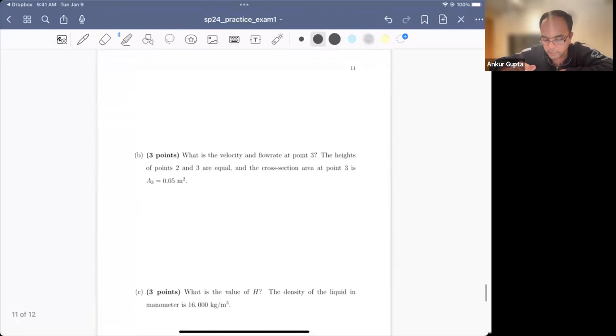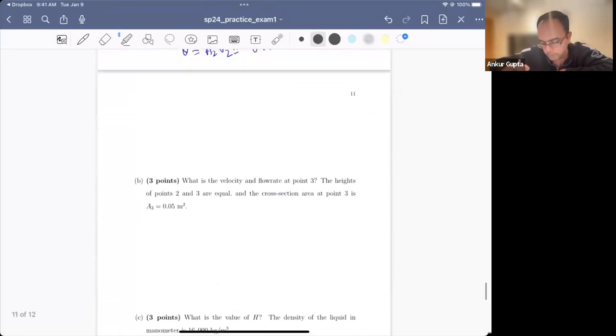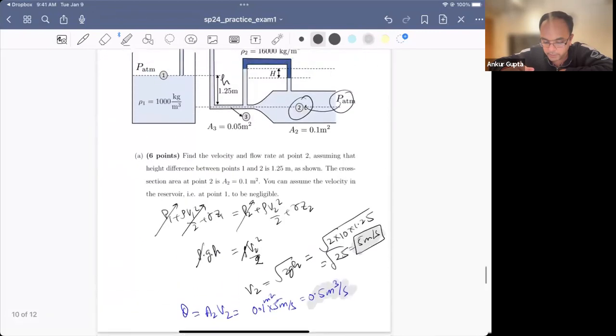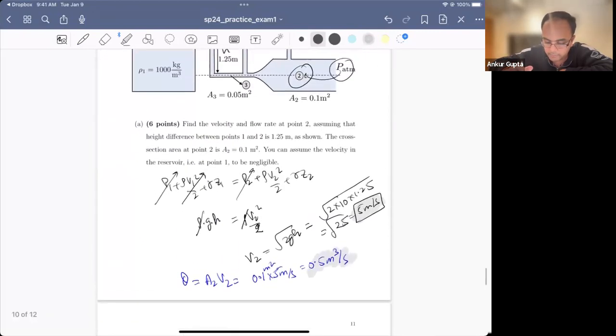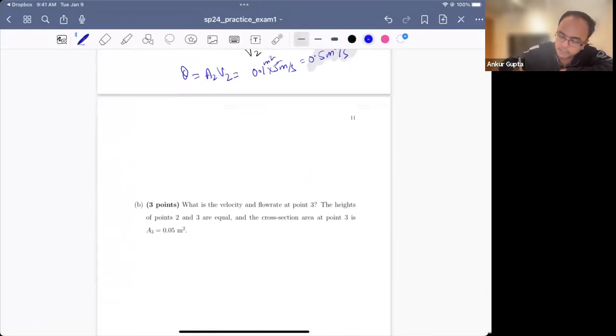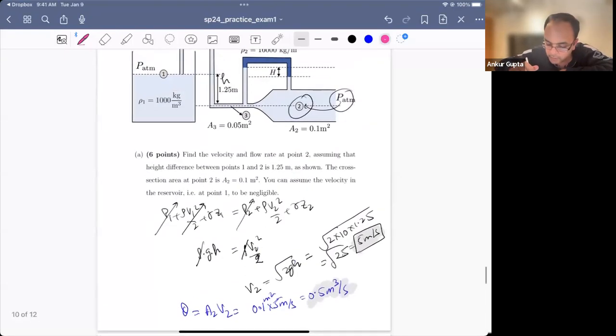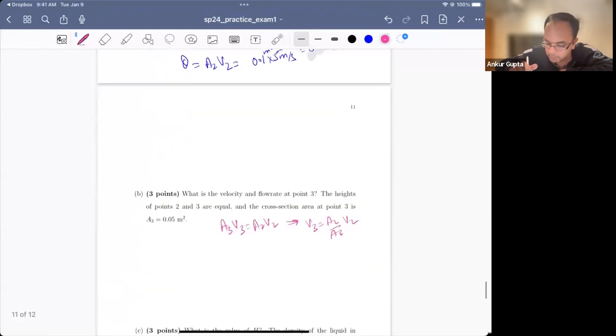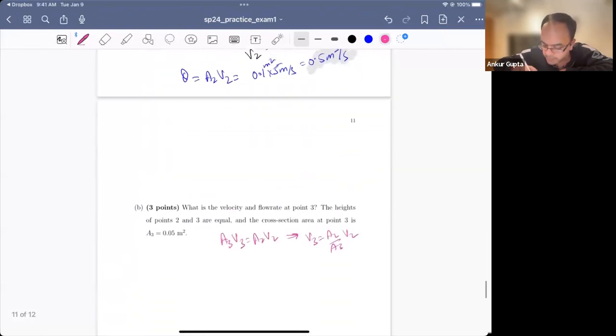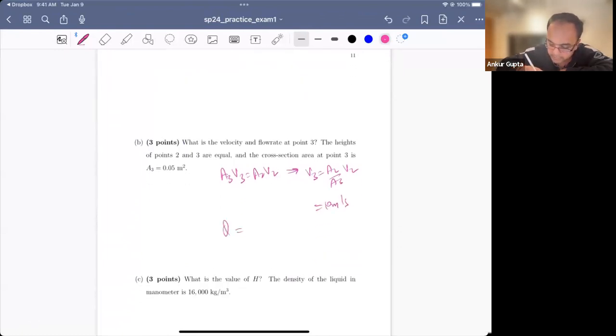Now, what is the velocity and flow rate at point 3? The area is half, so the velocity should be double. We know A3 V3 equals A2 V2. So V3 is equal to A2 by A3 times V2. A2 is 0.1, A3 is 0.05, so it's twice V2. So this simply becomes 10 meter per second, and the flow rate is the same, Q equals Q2, so this is simply 0.5 meter cube per second.